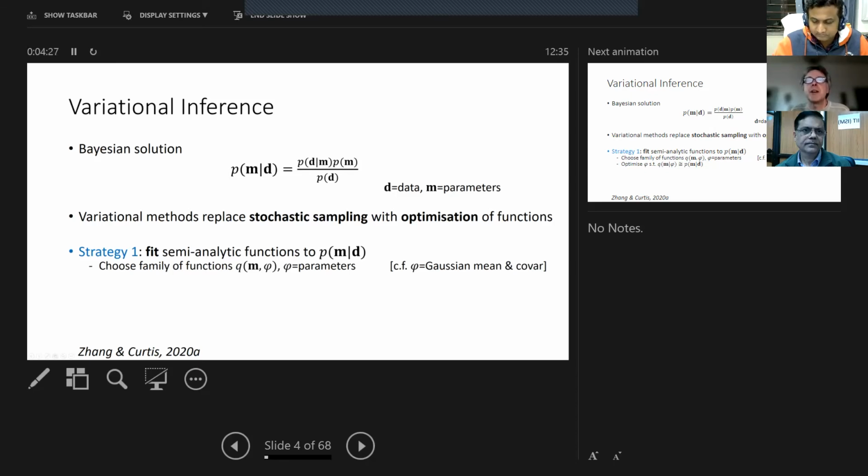And those Gaussians are going to be defined by some parameters, psi. These would be, for example, the mean and the covariance of the Gaussian. And what we could do is choose those parameters so that we find the particular Gaussian which is as close as possible to the posterior distribution. In that way, this is an optimization problem because we can essentially optimize the fit of Q to P.